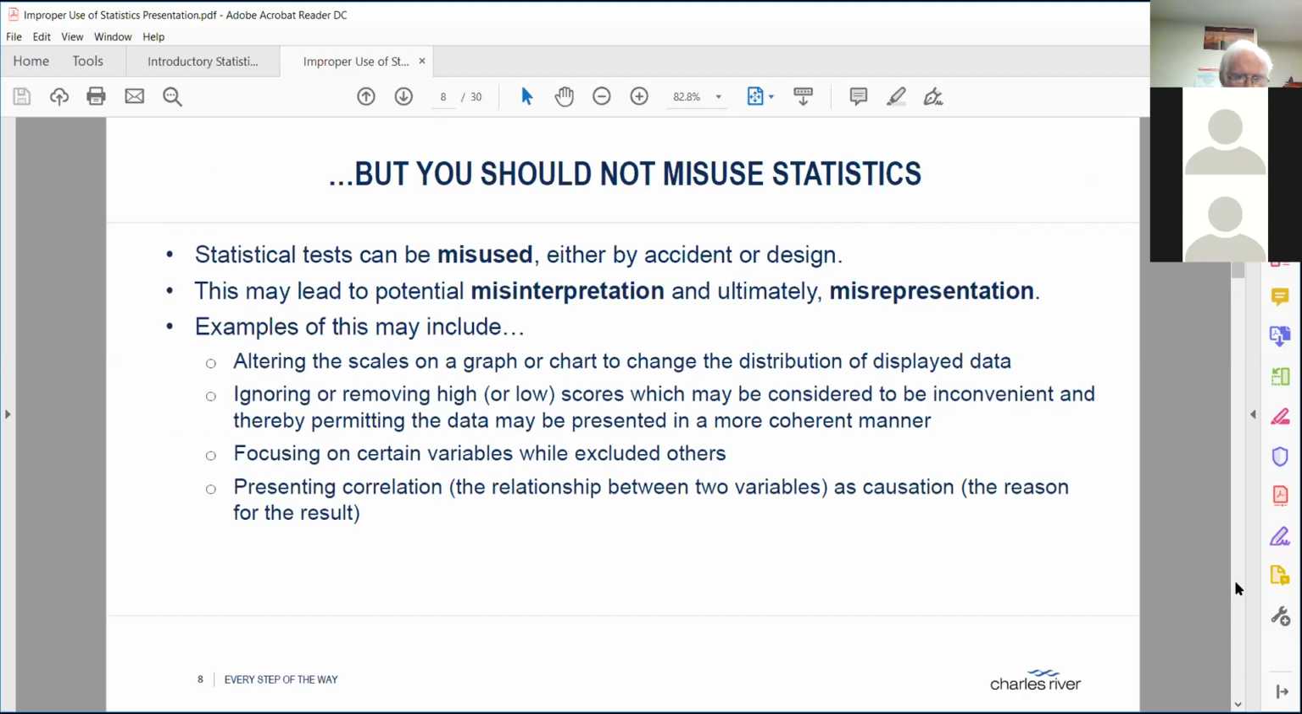So they can be misused. They can be misinterpreted. They can be misrepresented. We've already seen altering scales on a graph to change the apparent values of the data, or removing data that either doesn't support our hypothesis or seems to be way low or high based on anything else. There has to be a reason for excluding.